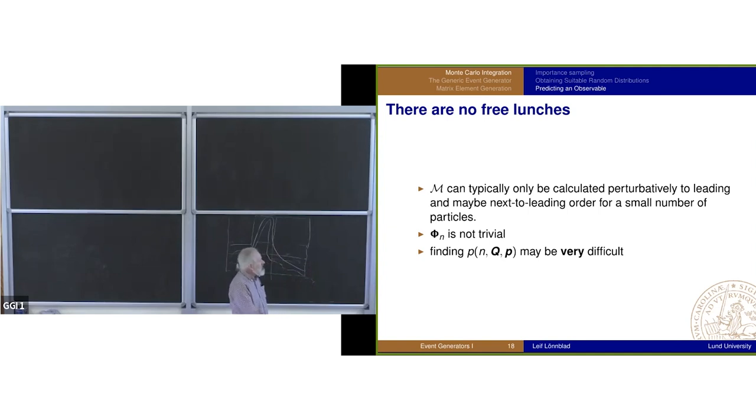So you basically have typically leading and maybe next-to-leading order for a small number of particles. In addition, this phase space for n particles is not always easy to probe. So finding this probability density function is usually very, very difficult. So we need more tricks. I will show you tricks here. I'm a trickster today.